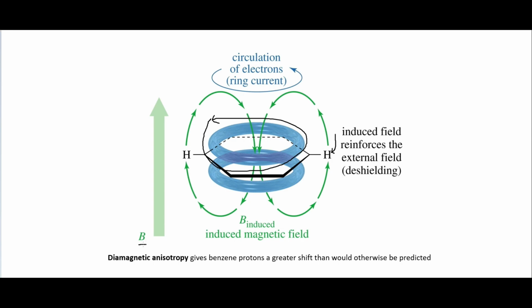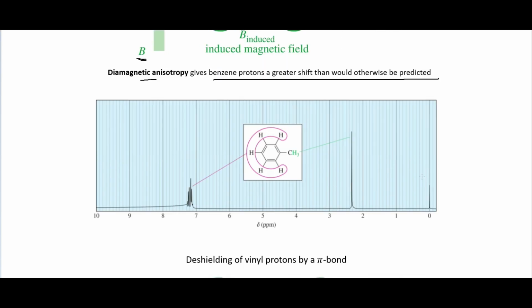That induced field will sort of add to our external field. So we now have this external field plus this induced field, which essentially makes the magnetic field felt by the proton stronger, which has the effect of making it look like de-shielding, because we are getting this additive effect onto our external magnetic field. This is called diamagnetic anisotropy, which gives the benzene protons a greater shift than would otherwise be predicted.